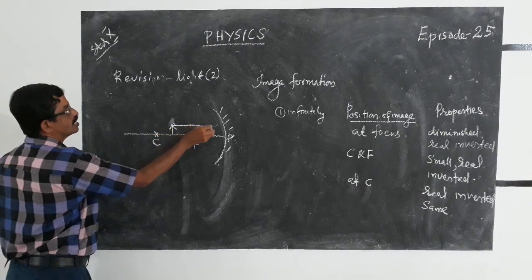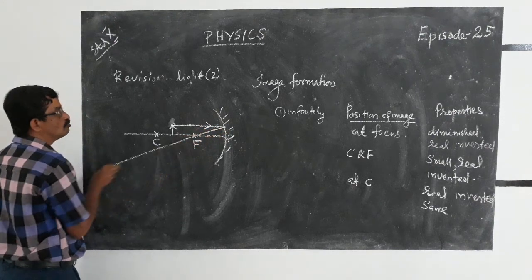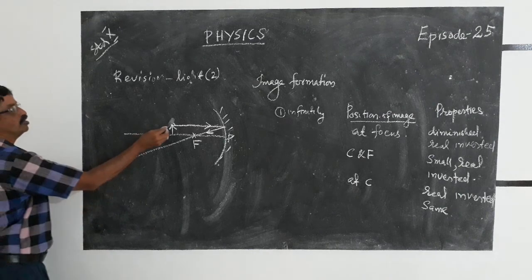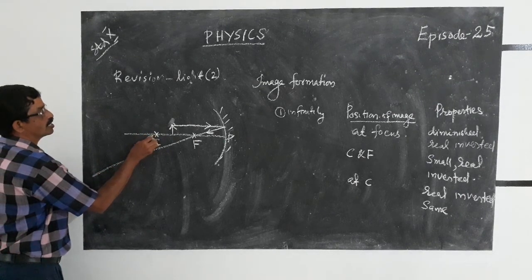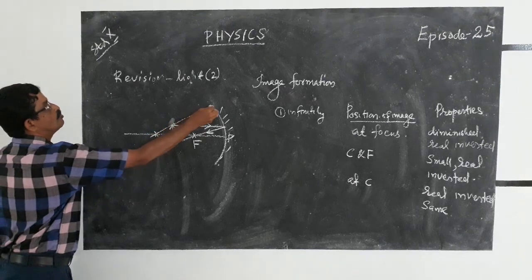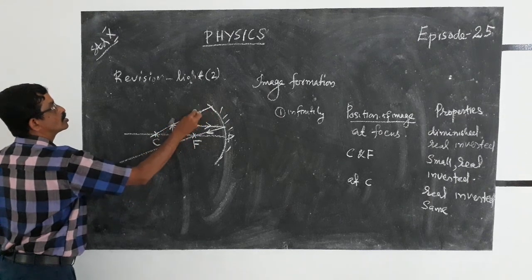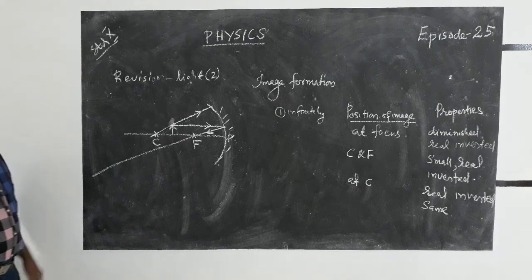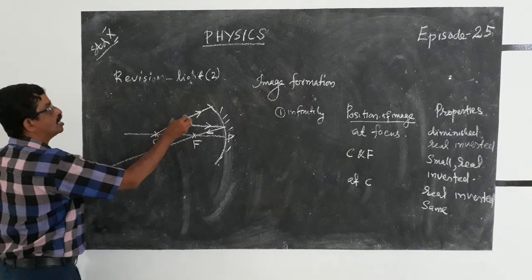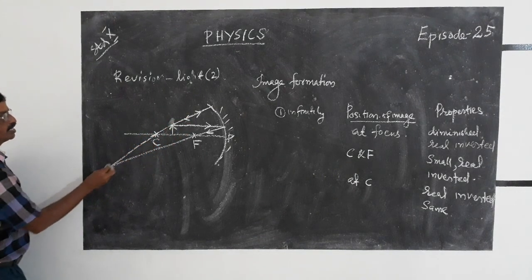Now the position of the object is in between C and F. First of all, we take a ray parallel to the principal axis. After reflection, it passes through the focus this way. Now we draw a ray to C, to the mirror. This ray is through the center of curvature, so it is reflected along the same path. So these two reflected rays meet here.